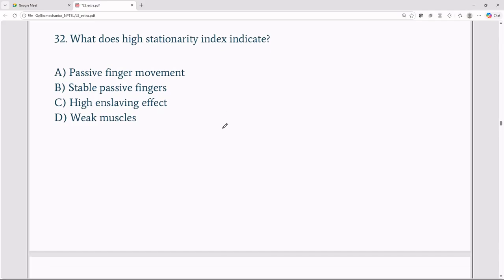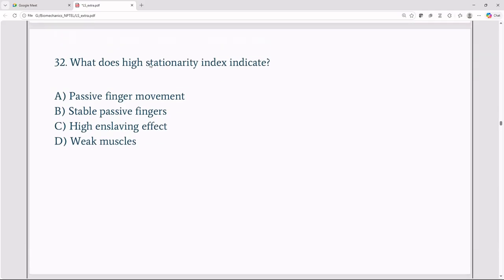Next question. What does a high stationarity index indicate? Options are option A, passive finger movement, option B, stable passive fingers, option C, high enslaving effect, option D, weak muscles.